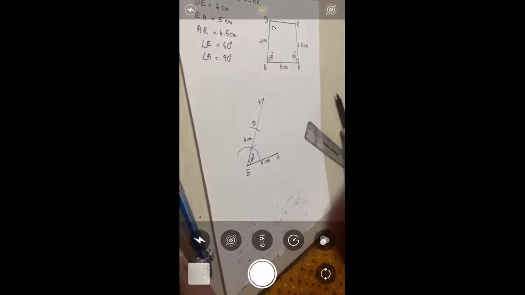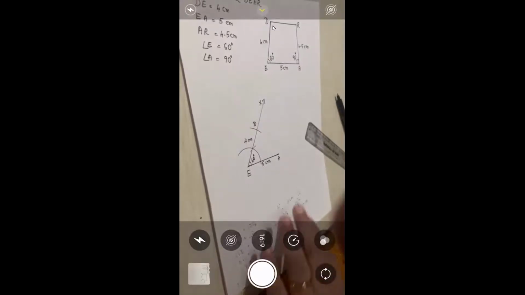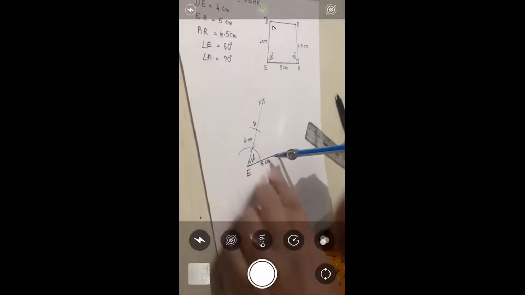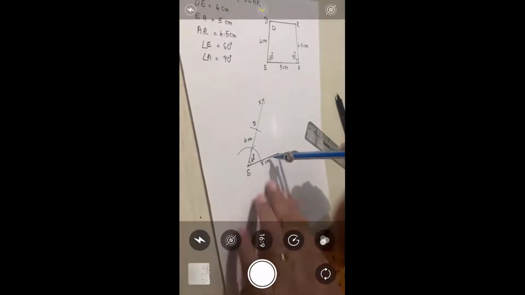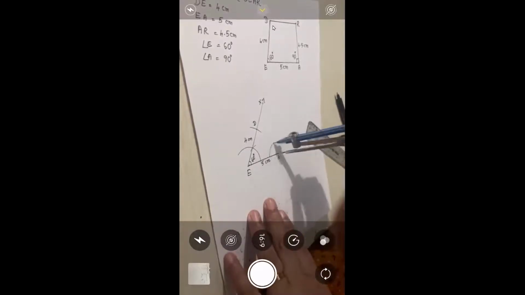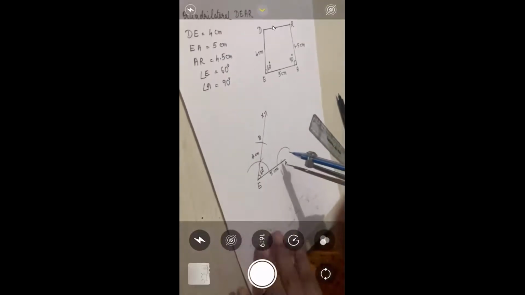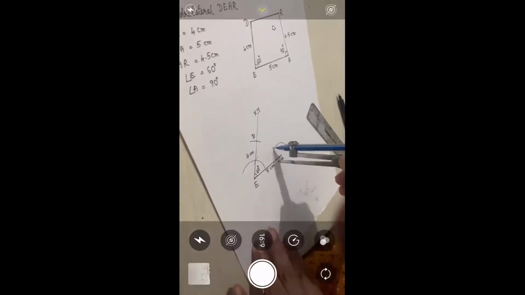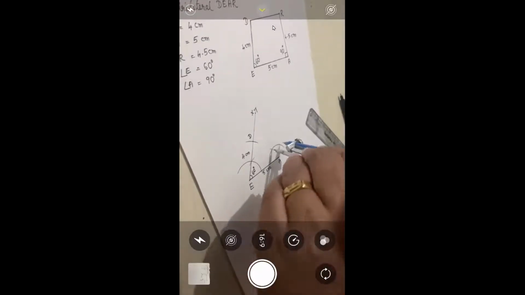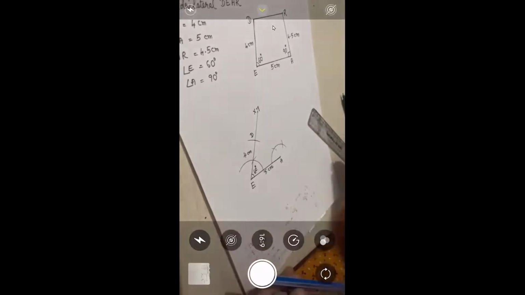90 degree also we can draw with the help of a compass. We have drawn a 90 degree angle many times. So by keeping any convenient radius, draw an arc. Now keeping the same radius from this point, draw an arc. So it is of 60 degree. Again, keeping this point as center, draw one more arc. Joining that point will give 120 degree.